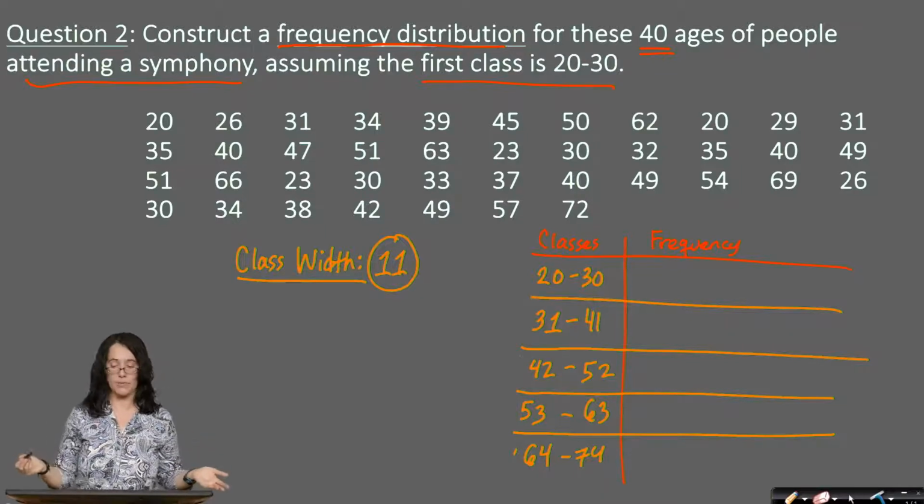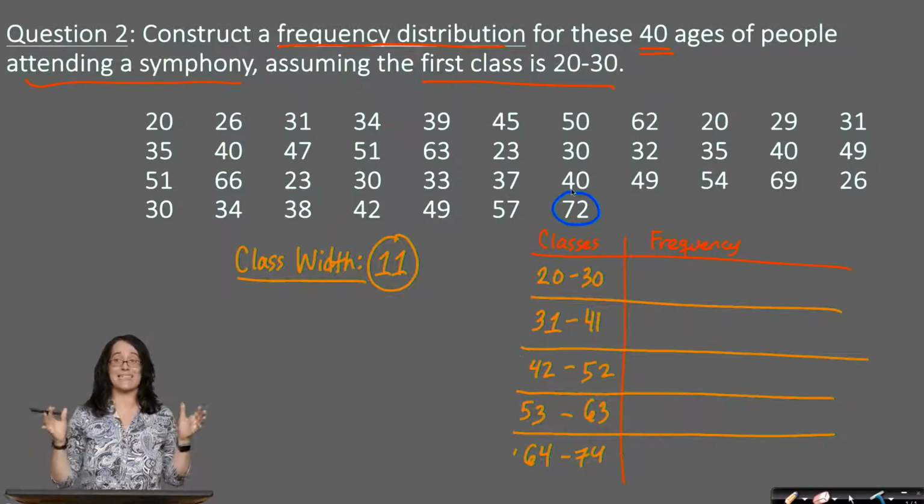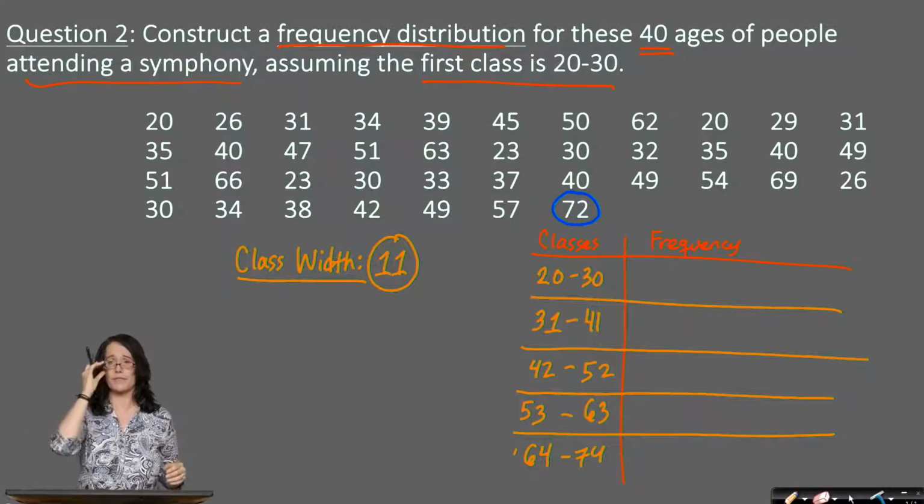It doesn't mean that there aren't people in their 80s who go to the symphony, but in this particular sample, there weren't any people in their 80s or 90s or hundreds. It looks like the most elderly person here was 72, right? So the class that goes up to 74 would include them, so that is sufficient.